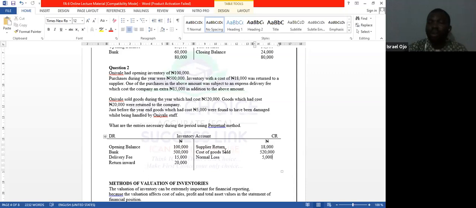Then your normal loss, anytime you have normal loss, what you are going to do is credit your inventory account, then you are going to debit your cost of sales account. If you have abnormal loss as well, you are going to credit your inventory account because you need to reduce your inventory account. Then you will debit cost of sales or cost of goods sold.